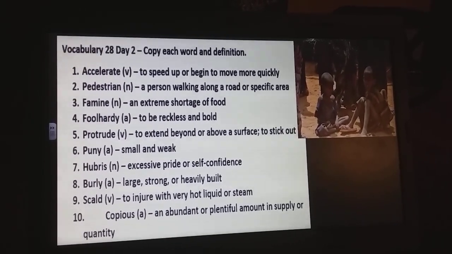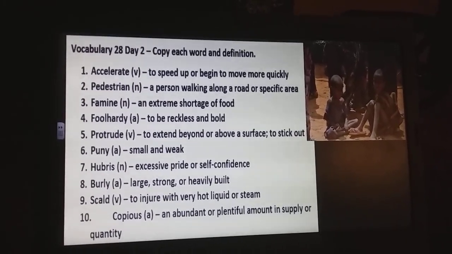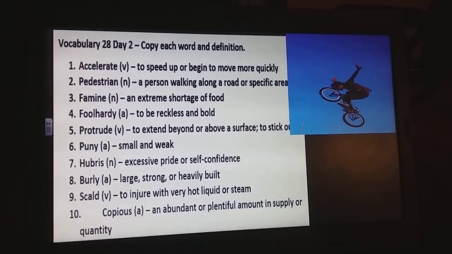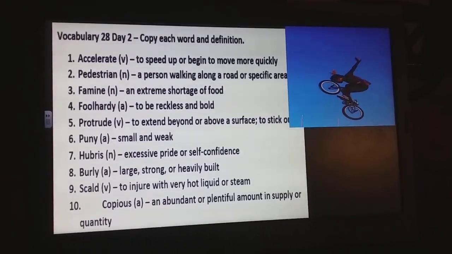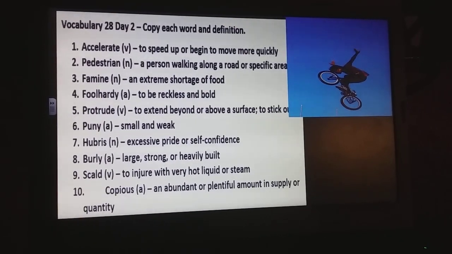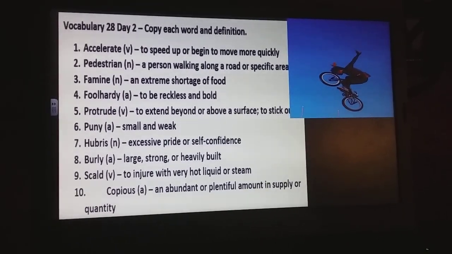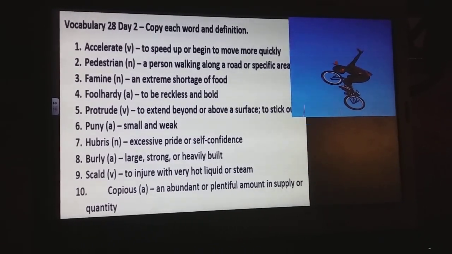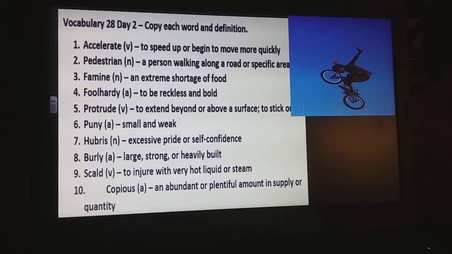Word number 4 is the word foolhardy. Now, the word foolhardy is an adjective. Foolhardy means to be reckless and bold. The visual here portrays someone who some older people may consider as being foolhardy. This is someone who takes a lot of chances. He is reckless on his bicycle. He does a lot of high jumps and a lot of dangerous stunts with his bike. So one could possibly label him or describe him as being a foolhardy person.